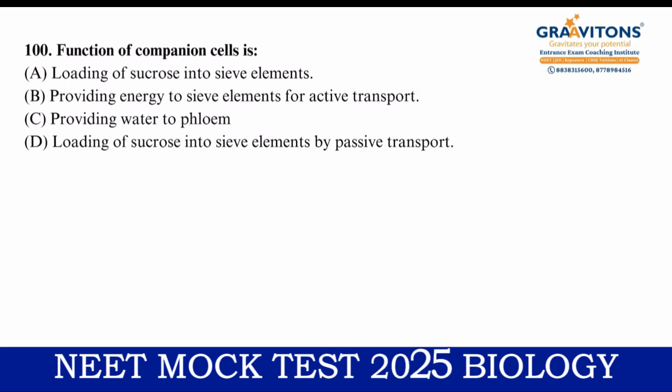The next question, function of companion cells. This is a very important question. Companion cells and sieve tube elements are very closely associated. In the options given, A and D are almost similar. Loading of sucrose into sieve elements, and loading of sucrose into sieve elements by passive transport. Passive transport is definitely not the case. It is done by active transport. So I should not go for option D. Answer is option A.